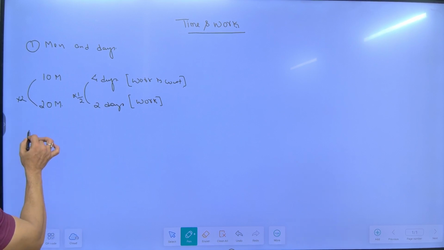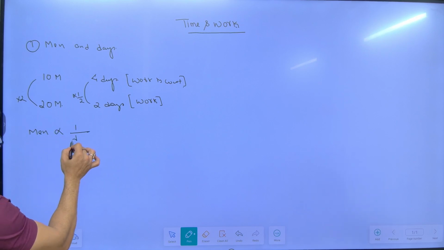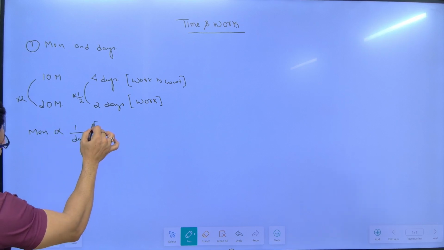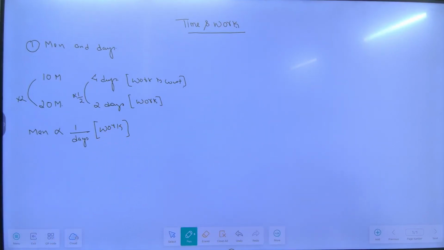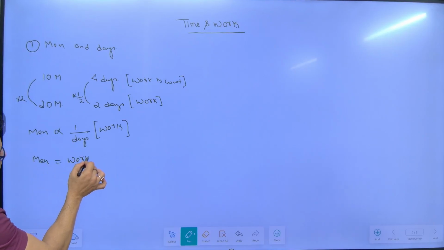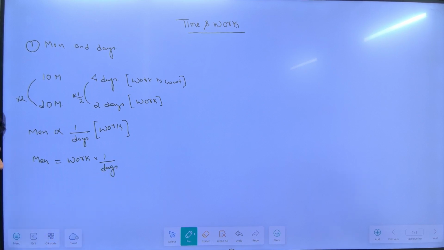So first thing, men is inversely proportional to days when work is constant. That means if I want to find out work, I will first remove the sign of proportionality. Men equals 1 upon days. And if I cross multiply this, it's called men days, which will give you work.